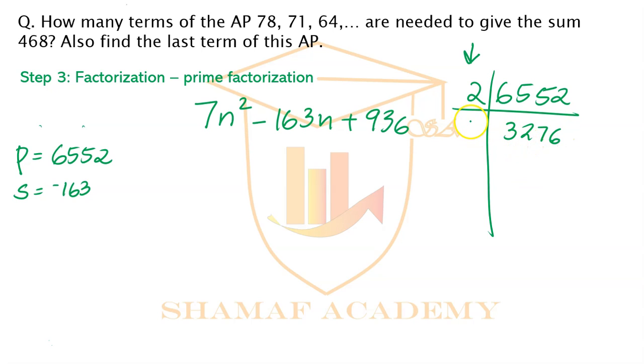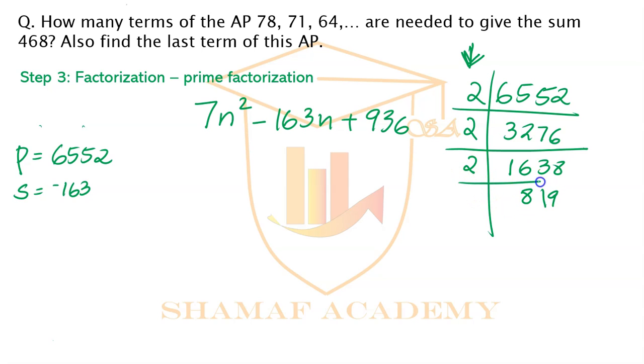3,276 is divisible by 2, so I'm going to write here 2 again, a prime number. On the left hand side, we always keep the prime numbers and then we factorize it until we get a 1. So we are going to get here 1,638. 1,638 is again divisible by 2, so we're going to write that and we get 819.